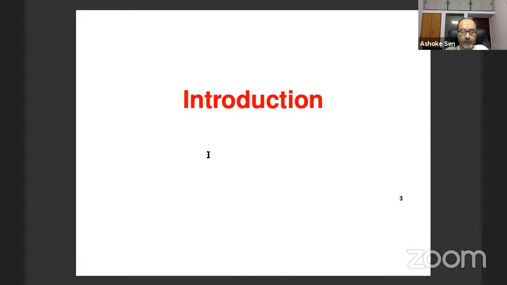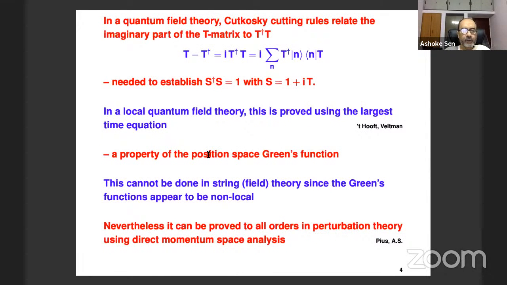So let me begin with the introduction. In a quantum field theory, cutting rules relate the imaginary part of the T matrix to T dagger T. So this is the general form of the unitarity relation, and this is needed to establish that S dagger S is 1, with S being defined as 1 plus iT.